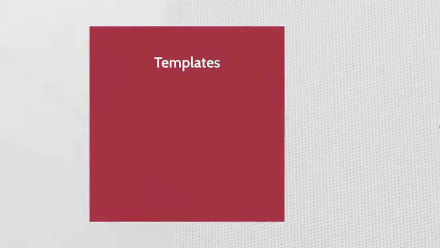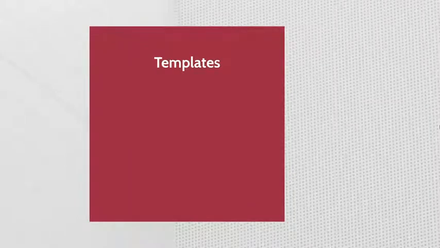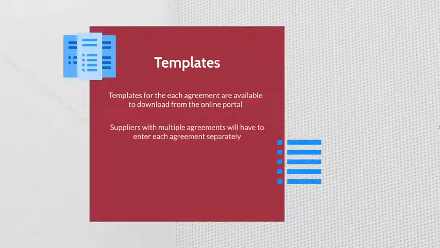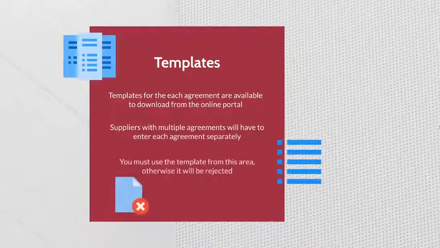We require that all MI must be submitted using the correct templates. Templates for each agreement are available to download from the online portal that we've just viewed. Suppliers with multiple agreements must remember to enter each agreement separately. You must use the online template from this area, otherwise it will be rejected and you will have to resubmit.